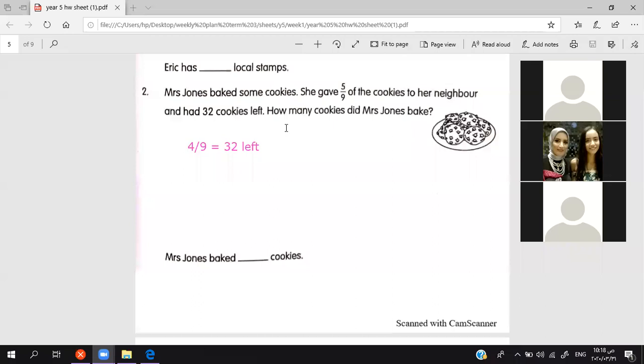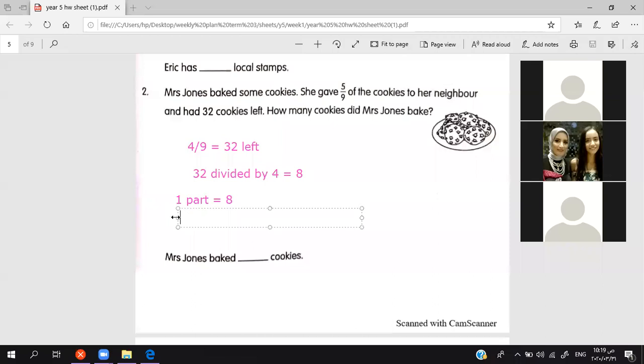Now can I get one part? I will make 32 divided by 4, because I know that 4 parts from the 9 is 32. So the 1 part is what? I divide 32 divided by 4, which is 8. So like this I know that one part equals 8.